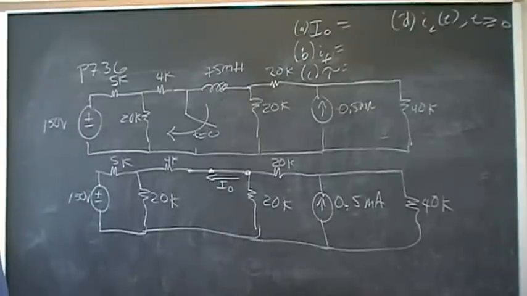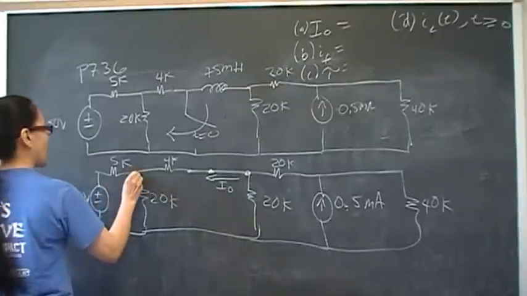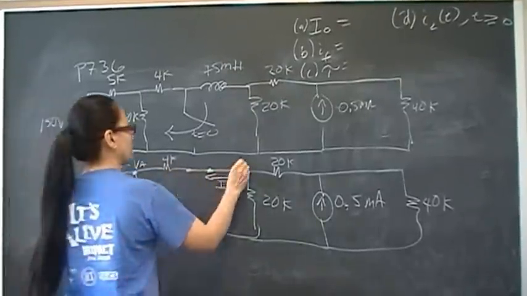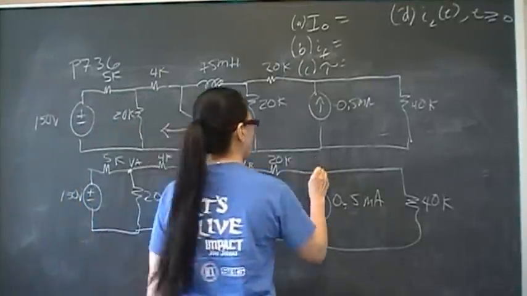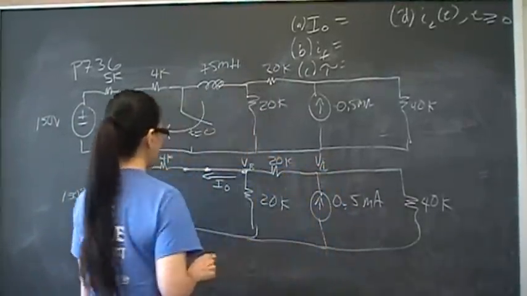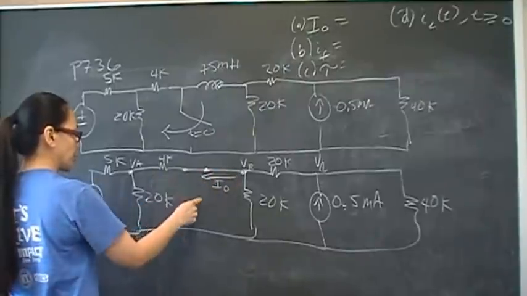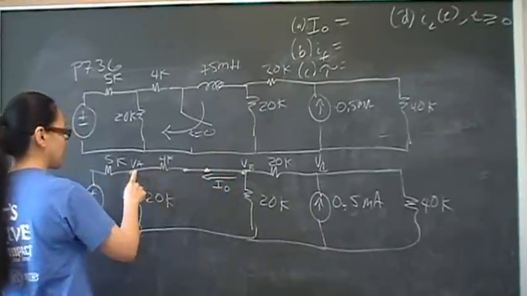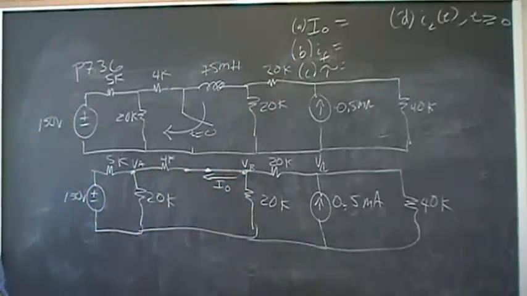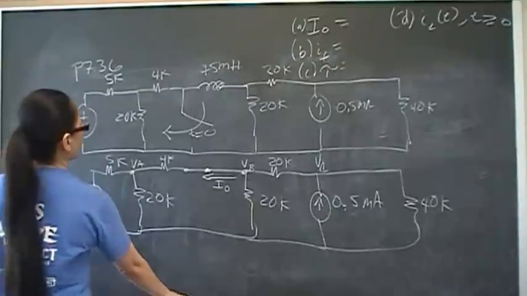Alright, so we are looking for the initial current through the inductor, which is called I0. And to do that, we're going to use the node voltage method. I'm going to call this node VA, this node VB, and this node VC. And obviously my I0, the initial current through the inductor, will be VB minus VA over 4K, once I figure out what VB is.